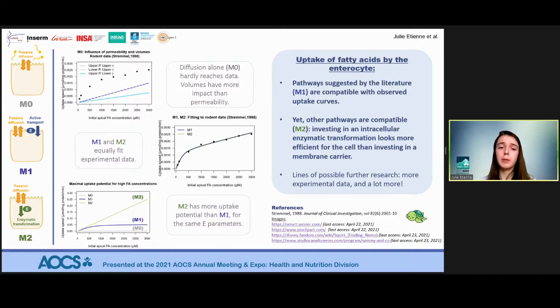For example, here model M2 suggests that maybe it is more efficient for the cell to invest in enzymatic transformation of fatty acid inside a cell than into membrane carrier.